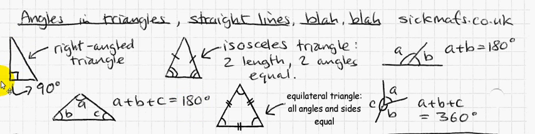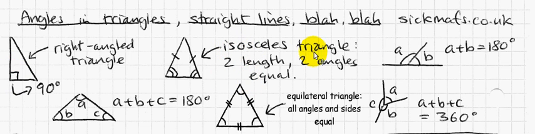Then we've got something called a right angled triangle, which means it's got a 90 degree angle in it. A right angle is 90 degrees, and the way you draw a right angle is a squared angle rather than a rounded angle. So that's what that signifies, 90 degrees, or a right angle, and that is a right angle triangle because it's got a right angle or 90 degrees in it.